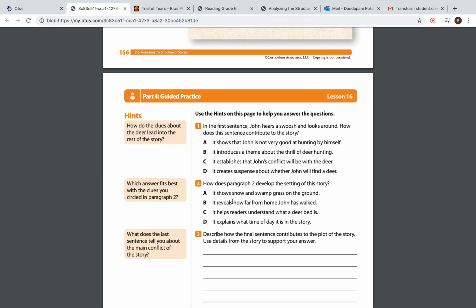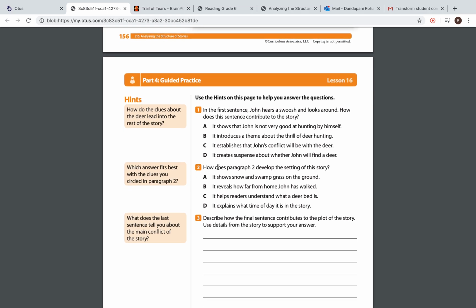All right. So I'm just going to read the questions out to you. You're going to do these answers on your own, but I'm going to guide you on how to use the hints, right? So the first question says, in the first sentence, John hears a swoosh and looks around. How does this sentence contribute to the story? All right, so let's use that hint. How do the clues about the deer lead into the rest of the story? All right, so think about that first sentence, right, of the story and how that contributes to the entire story.